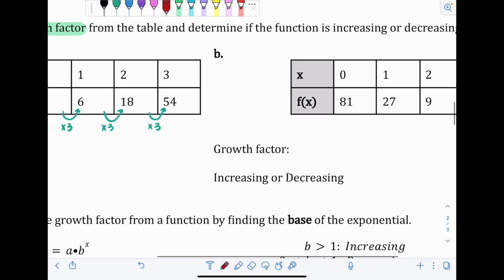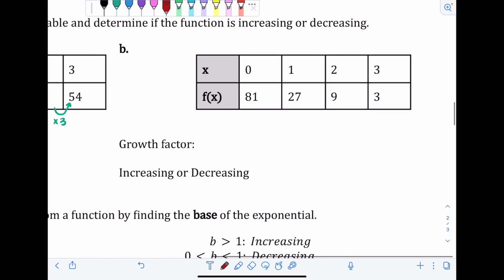Okay, so moving on to the second table, same structure. All the x values are inputs, or kind of like our term numbers if this was a sequence. All the f of x values are our outputs, or like our term values. So we're going to determine the growth factor. So we're going from 81 to 27. We're going from 27 to 9, and we're going from 9 to 3. So we're not really growing, we're shrinking.